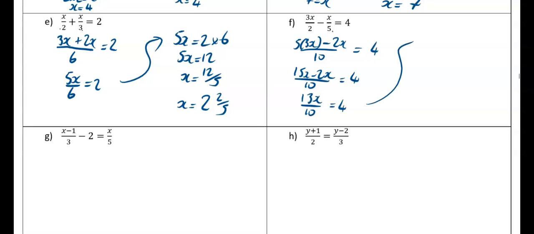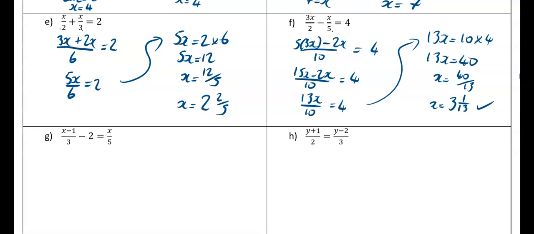And then we'll just go up here again. That's going to be multiply across by the 10. You'll have 13x is equal to 10 times the 4, which means 13x is equal to 40. And then divide by the 13, 40 divided by 13. And then that goes in. 13 goes into 40 3 whole times with 1 left over, so 3 and 1/13.